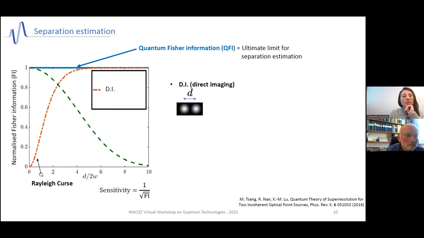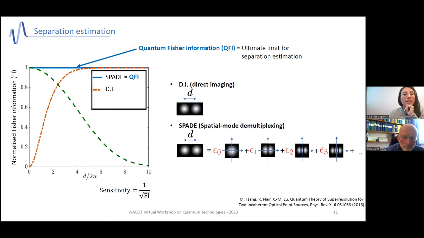Then what's happening for spatial mode demultiplexing? Well, if we measure in an infinite number of modes, we completely saturate the quantum Fisher information. That means that this measurement is optimal for estimating the separation between two sources. Here we are only interested in small separations.